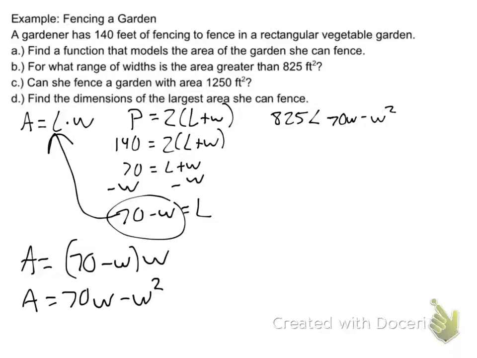So, without having to show much fanfare, because we're going to save some room, you guys should be showing this. Would you guys agree that this should be w squared minus 70w plus 825 would have to be less than 0? Notice that's not less than or equal to, because I'm not allowing it to equal 825. Right.